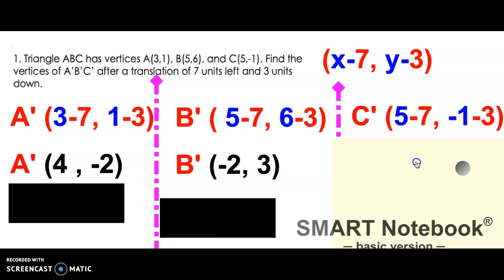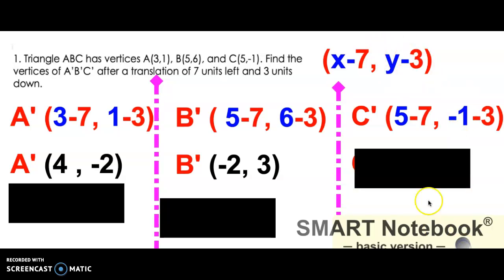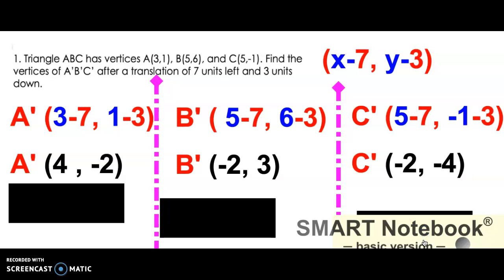All right, same thing for C prime. To find the coordinates of C prime, you take your original X coordinate, which is 5, and we apply this rule to it that says X minus 7. So to find the X coordinate of C prime, we're going to do 5 minus 7. To find the Y coordinate of C prime, we're going to do negative 1 minus 3, because our rule tells us we're going to take the Y coordinate and subtract 3 to find the new Y coordinate. And when we do that, we get that the coordinates of C prime are negative 2, negative 4.